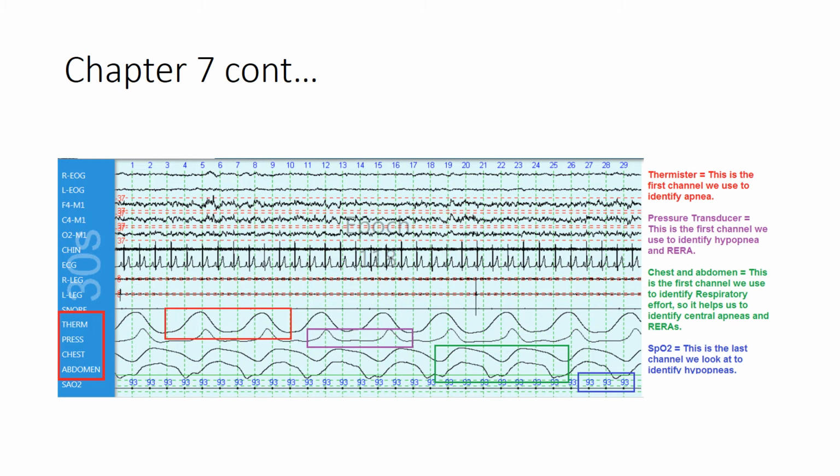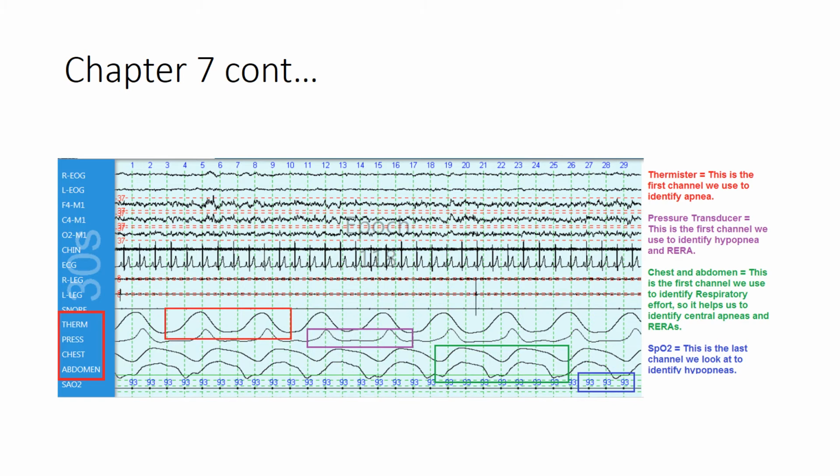So going on now, look to your purple square, and here, this is the nasal pressure transducer. This is the first channel we're going to look at when we're trying to identify a hypopnea or a RERA. This channel needs to reduce by 30%, and we're not scoring yet, but I'm just giving you all the information I can. And it is more sensitive to the shallow breathing. Now, if you look back to your thermistor, which I had outlined in red, that channel is the first channel we're going to look at to identify an apnea.